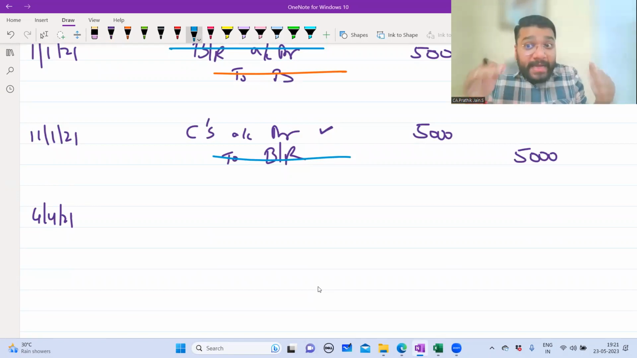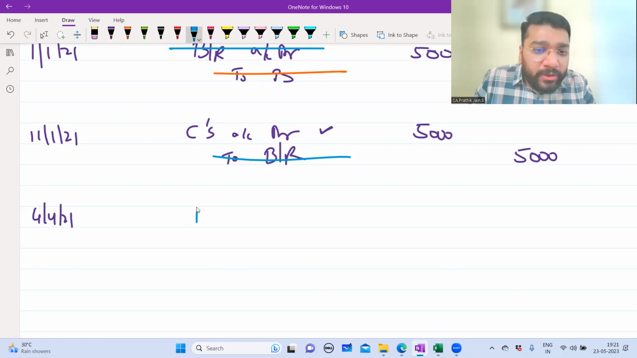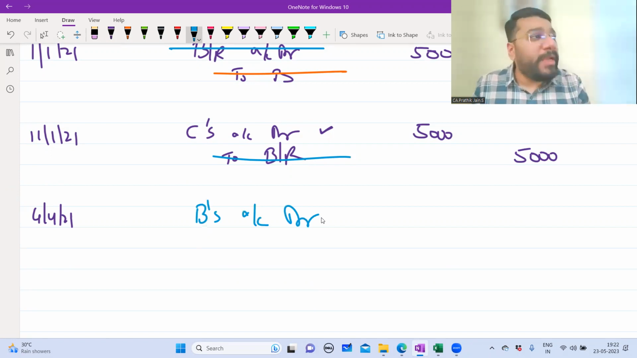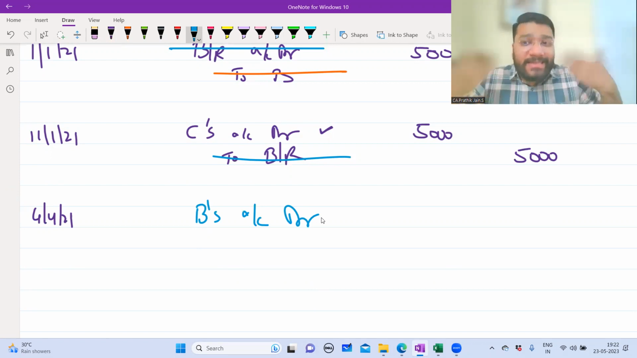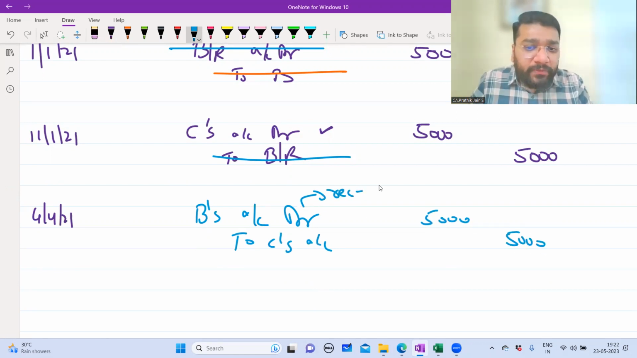No. Which means I need to receive the money from B in the future date. So I need to recreate the asset. So to create asset, I need to debit. So B account will be debit. The money which I am supposed to pay to my creditor, have I paid that money? No. So I need to make the payment in future. So again, I need to recreate C. So to C's account 5,000, 5,000. So this is recreation of debtor and this is recreation of creditor.